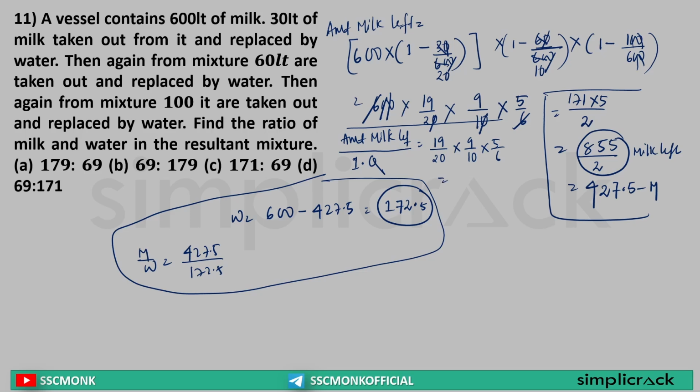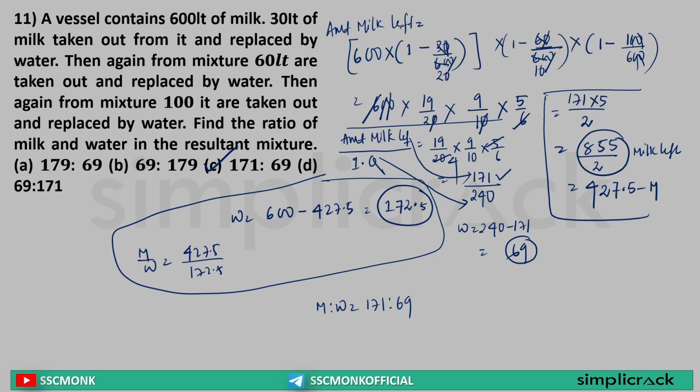19 into 9 is equal to 171. 4 into 6, 24, into 10 is equal to 240. That means initial quantity was 240. Now, after this replacement, how much milk is there? 171. So what is the water remaining? 240 minus 171, that is equal to 69. So 69 liter is water, 171 is milk. So milk to water is equal to 171 is to 69. That is option C.